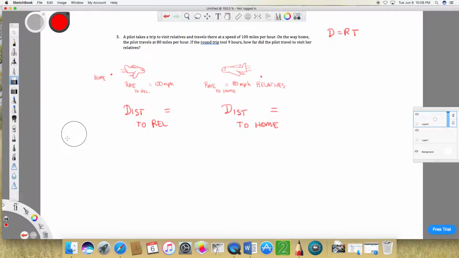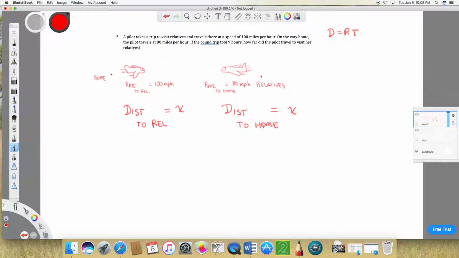So if the distance to see the relatives is X miles, then the distance to go home again is X miles. And what kind of a relationship would I set up here to solve for X?